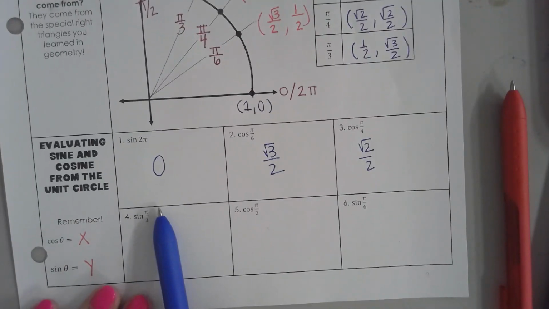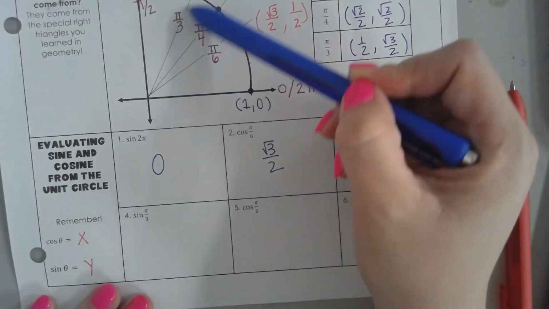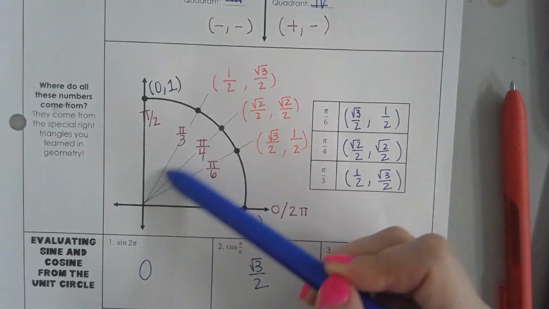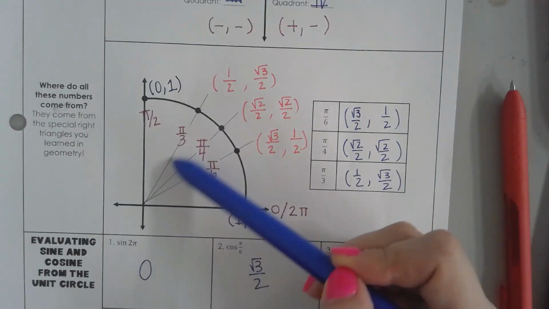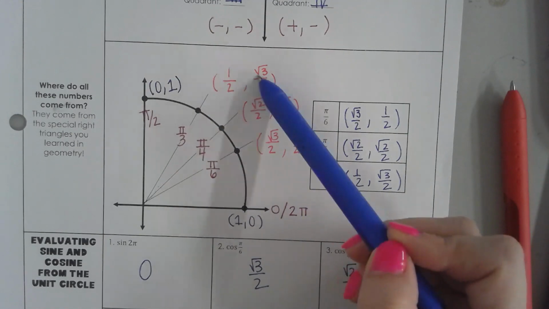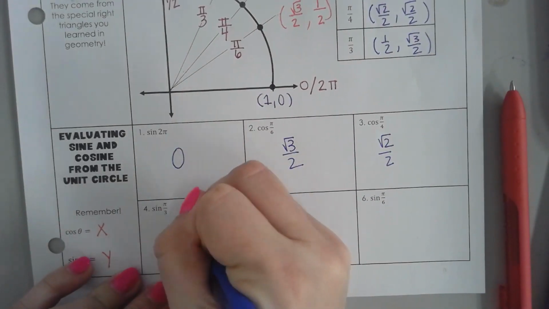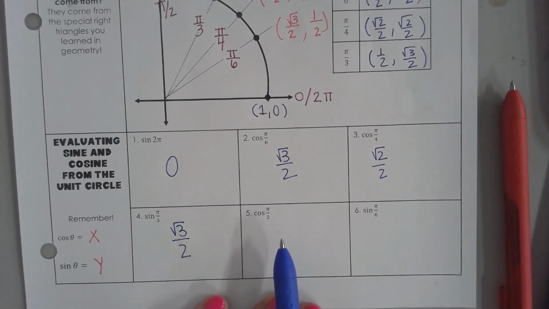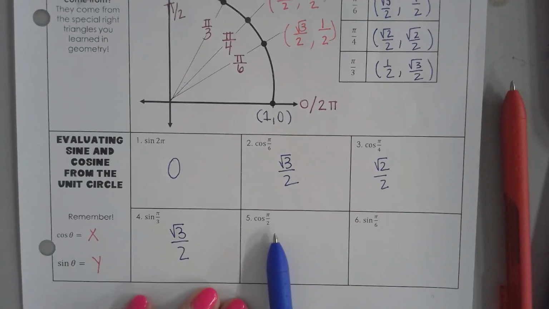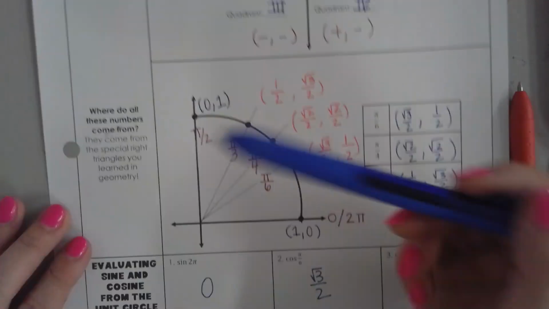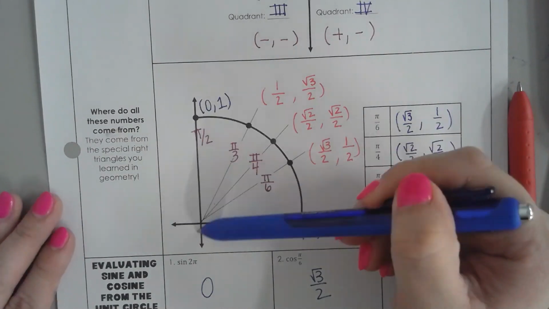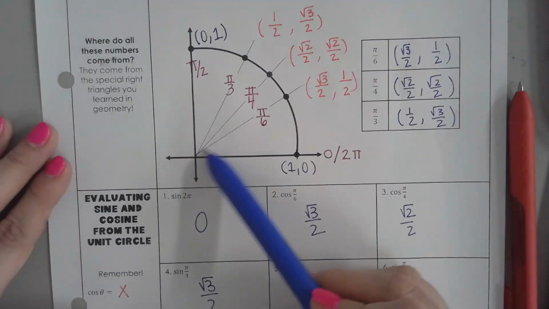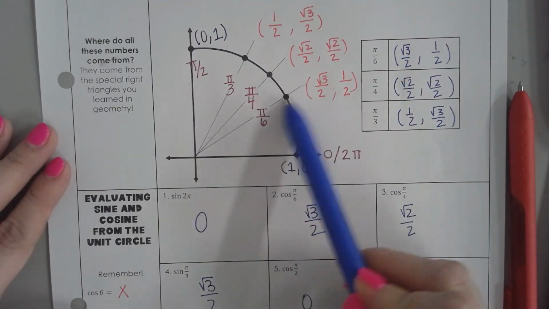Sine of pi over 3. So I'm going to go to where pi over 3 is. Sine is the y value, which is what? Square root of 3 over 2. Cosine of pi over 2. 0. And sine of pi over 6. 1/2.